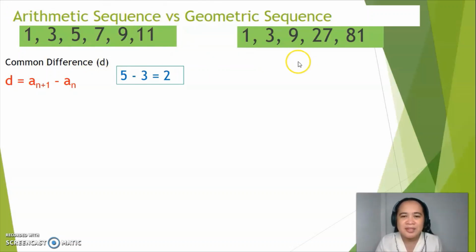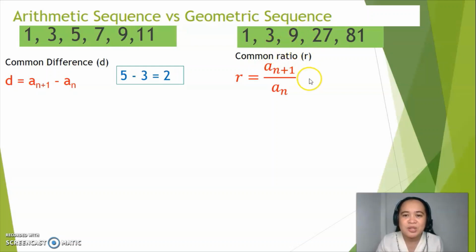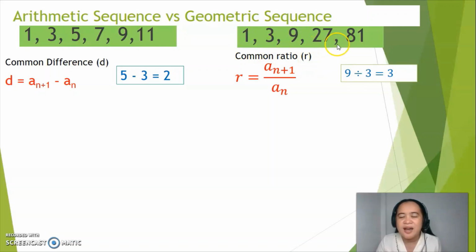Now for geometric sequence, there is a common ratio. And to solve for the common ratio, that would be the recent term divided by the previous term. For example, 9 divided by 3, you'll get 3. Or 3 divided by 1, you'll get 3. So, to identify the terms in a geometric sequence, you will keep on multiplying the terms with the common ratio. So, 1 times 3 is 3. 3 times 3 is 9. 9 times 3 is 27, and so on. So, again, for arithmetic sequence, there is a common difference. For geometric sequence, there is a common ratio.